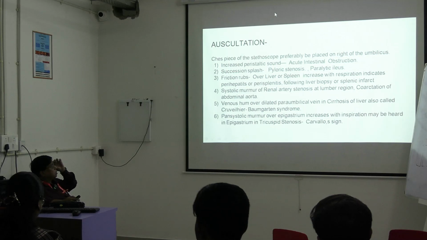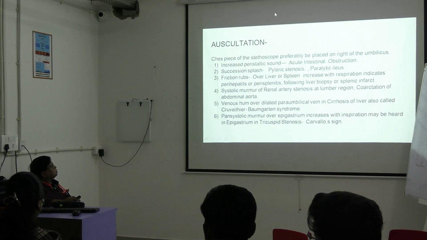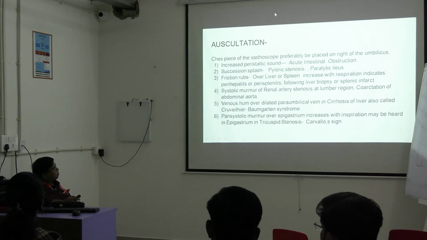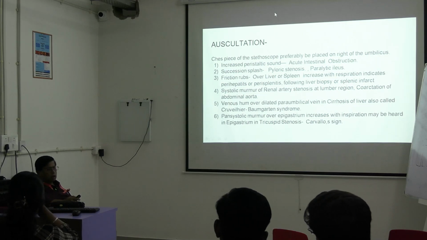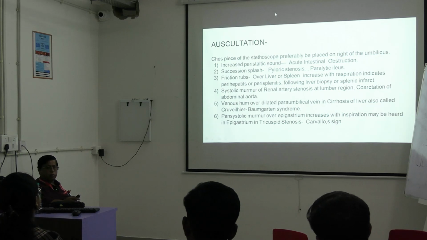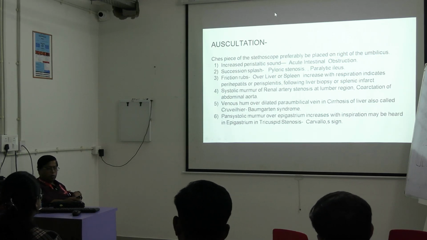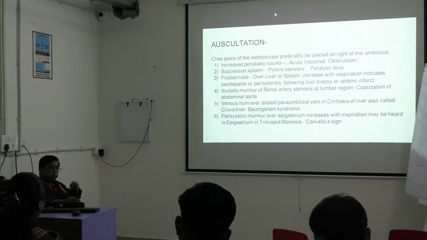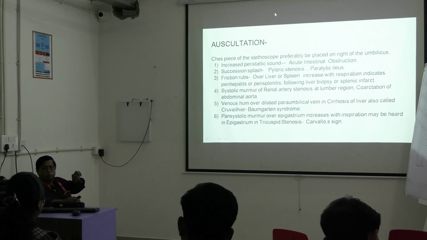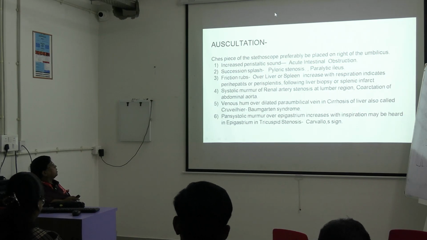Auscultation: the chest piece of the stethoscope should preferably be placed to the right of the umbilicus. At auscultation, where do I place it? First I start at the right side of the umbilicus, because that is a place where the abdomen can be auscultated. A window is better. This is the right side. This is just a convention.